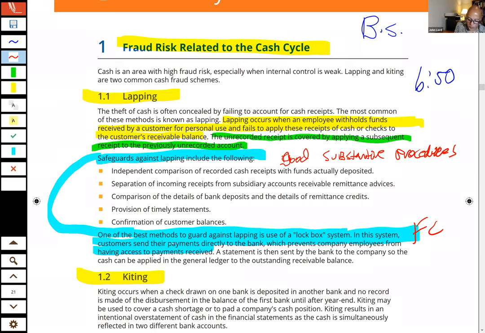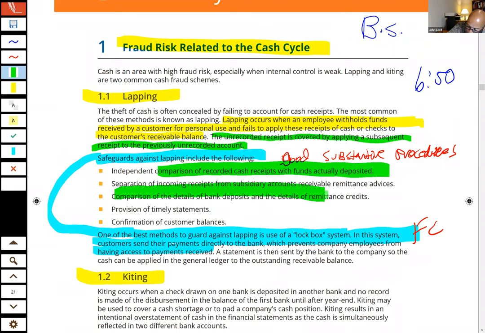For example, a comparison of recorded cash receipts with funds actually deposited, okay? Comparison of details in the deposit ticket with the details of remittance credits. So if we give the person a receipt when they come in, and the date of the receipt is March 10th, and then they don't get around to actually depositing that receipt until the end of the month or something, why was there a delay? There should have been a daily deposit. Why did it take so long to deposit this?